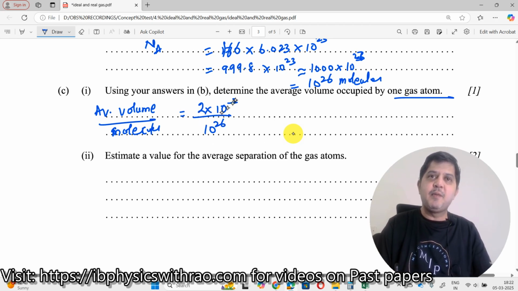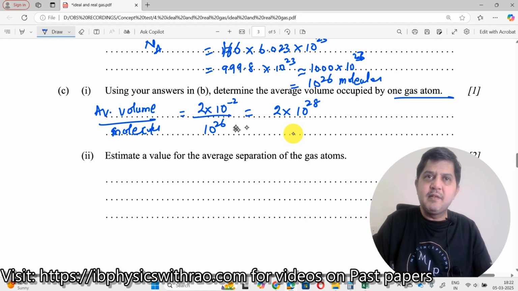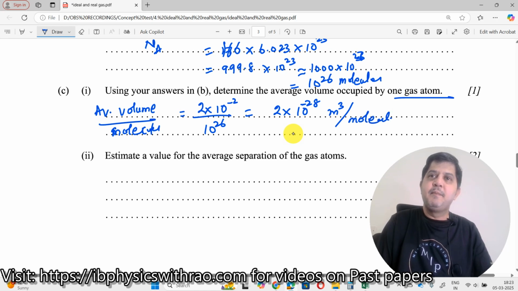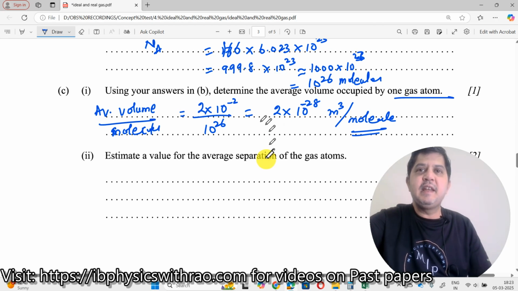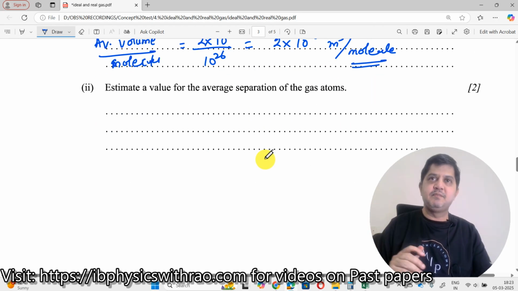So 2 into 10 to the power minus 2 divided by 10 to the power 26 will be 2 into 10 to the power minus 28. What is this now? Volume per molecule. This is 2 into 10 to the power minus 28 meter cube per molecule. Put this also. Then estimate a value for the average separation of the gas atoms.